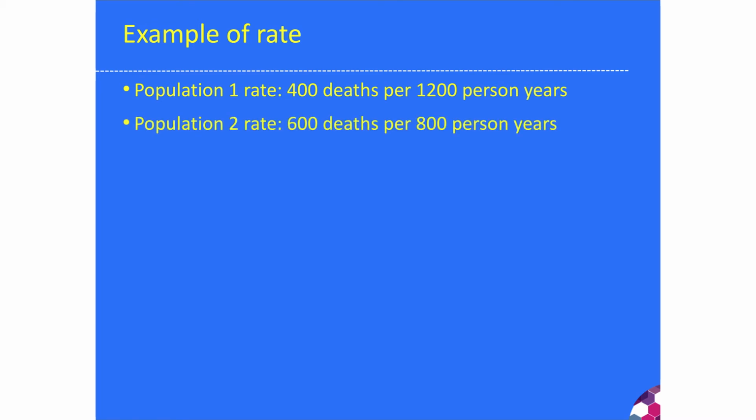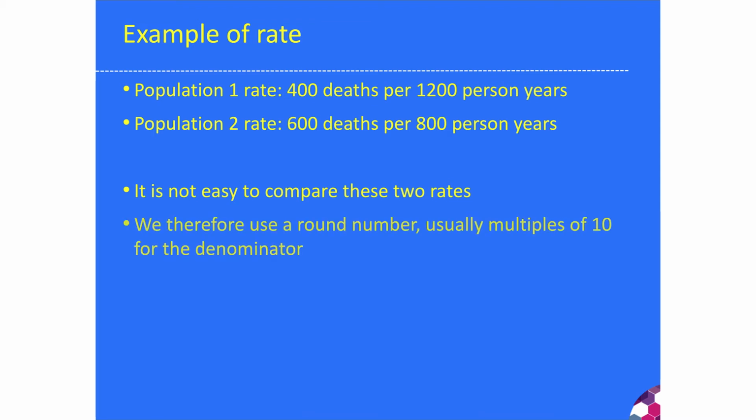Now let's look at some examples of rates. Population 1 has a rate of 400 deaths per 1,200 person years, and population 2 has a rate of 600 deaths per 800 person years. Now it's very difficult to compare these two because the person years are very different. So what we do is we create a general denominator, and usually that is a multiple of 10. So for this example, 400 per 1,200 person years converts to 33.33 deaths per 100 person years. That's 400 divided by 1,200 multiplied by 100.